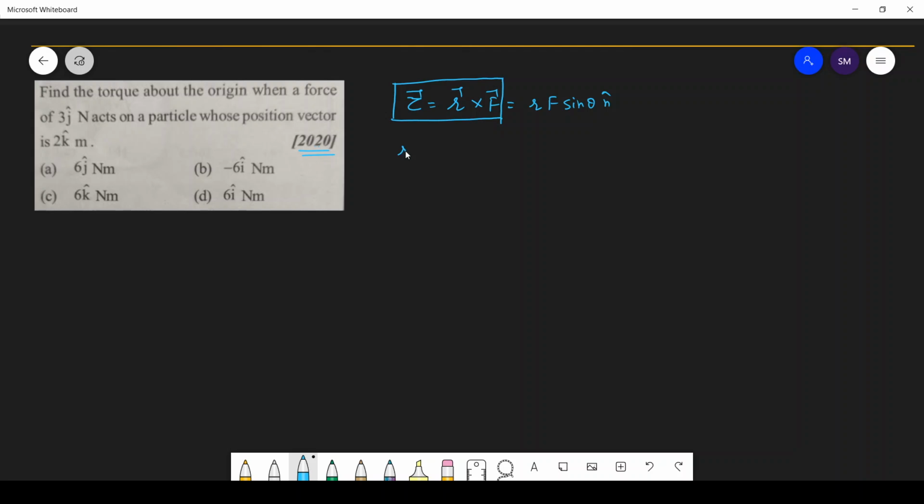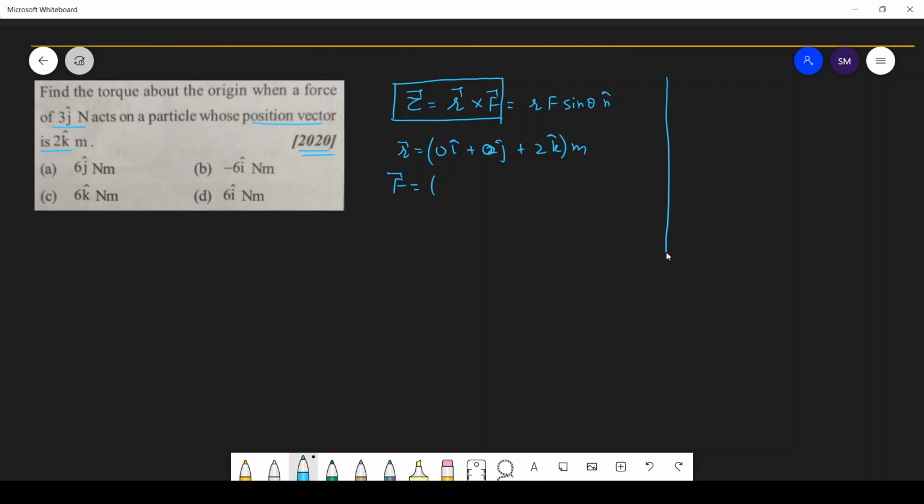Now what is R equal to here? R is the position vector, that is 2k cap, so it's 0 i cap plus 0 j cap plus 2k cap. Okay, and what is the F vector here? That is 3j newton. So it's in meters and it's in newtons.